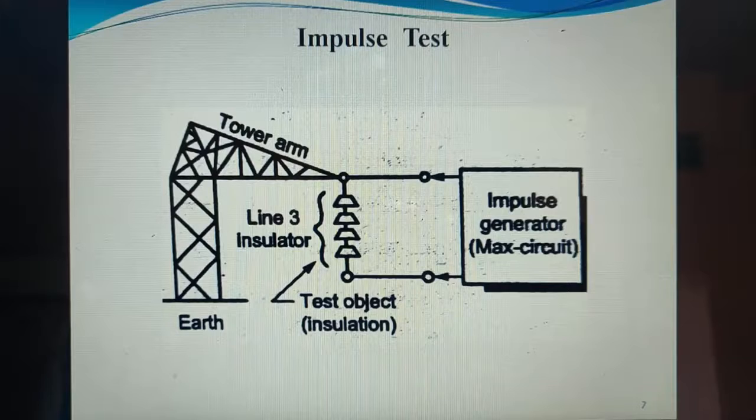The test object must not be damaged. The magnitude of the impulse supply should not be less than the magnitude of 50% flashover voltage given in the specification on the rating plate. Generally the 50% flashover voltage is already set, and it is difficult to adjust the test voltage for the exact 50% flashover value.